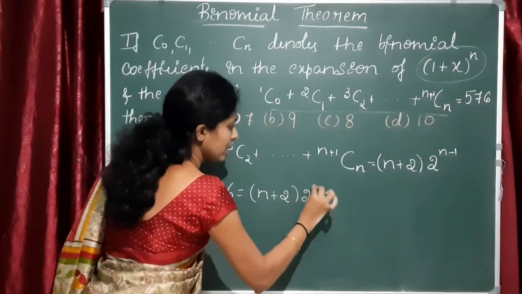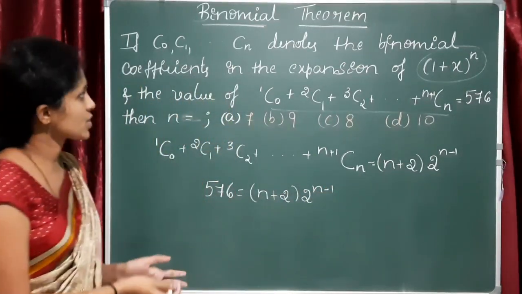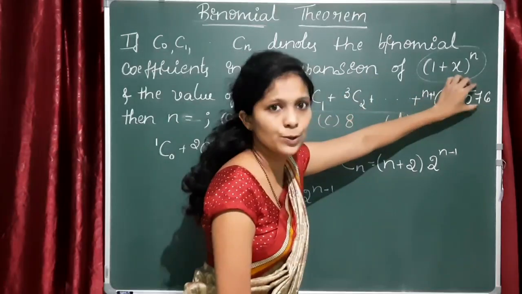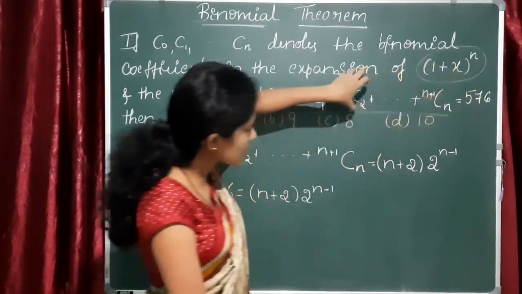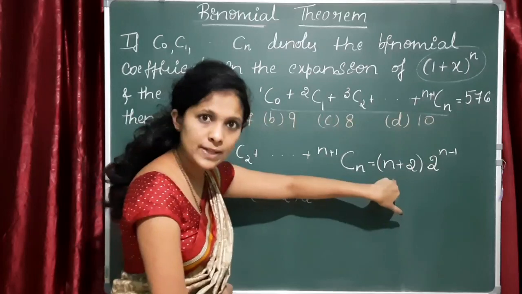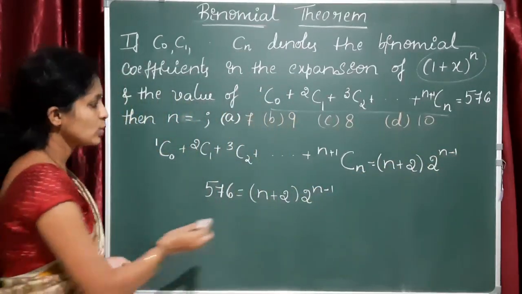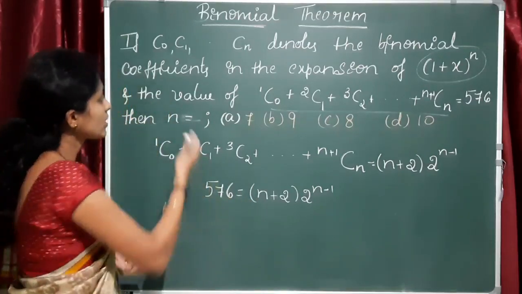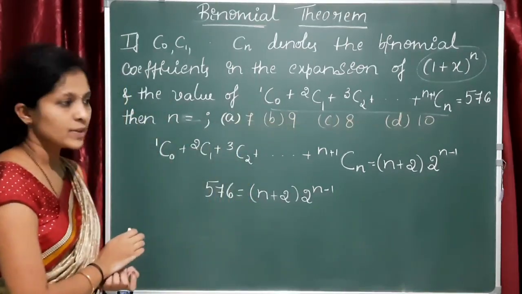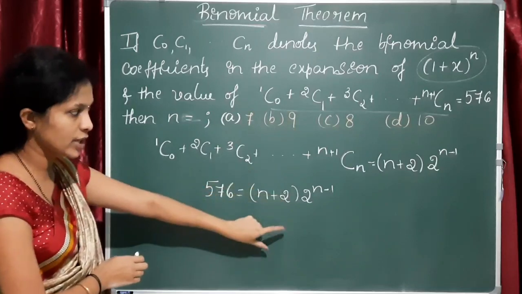2 to the power n minus 1. Is it clear? In this question itself, given that this is equal to 576. And we know this result is equal to (n plus 2) times 2 to the power n minus 1 is equal to 576. Now to find the value of n, you can substitute the values. There is no other option, or else the simplification will be lengthy.